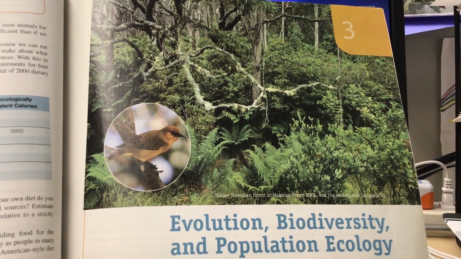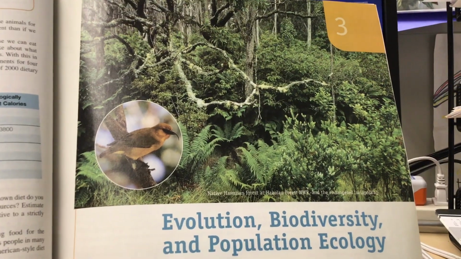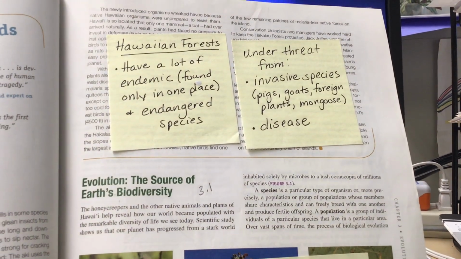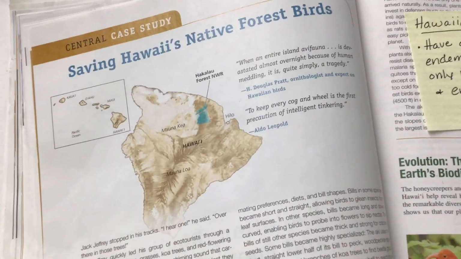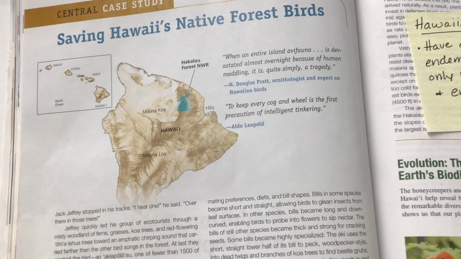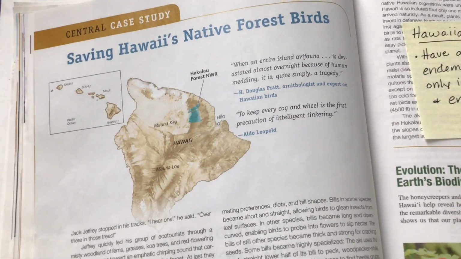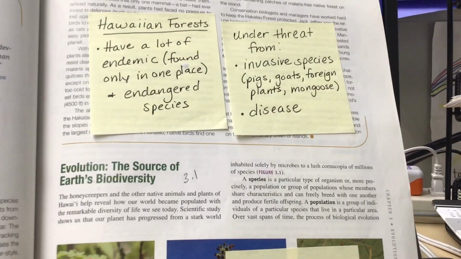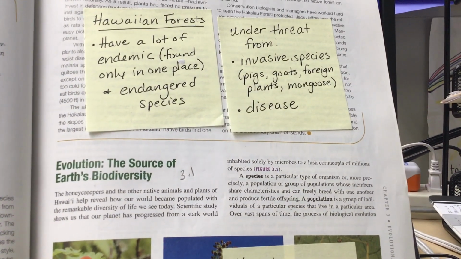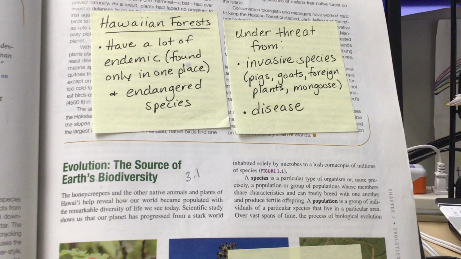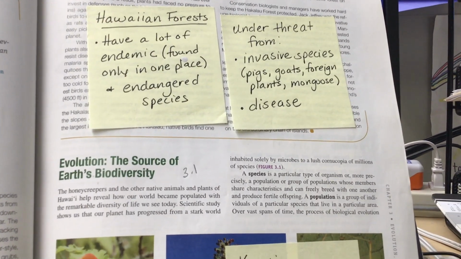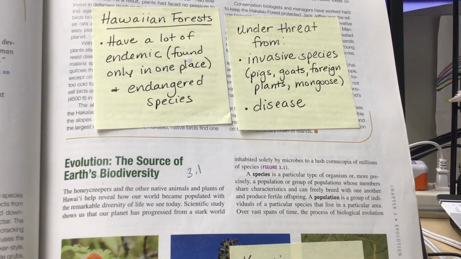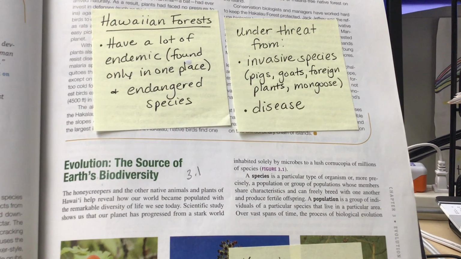I'm going to go through the sticky notes that you need to know for Chapter 3, Evolution, Biodiversity, and Population Ecology. So the case study over here is about Hawaii and its native forest birds. And because Hawaii is an island, it has unique pressures on the species that live there. What you need to know from this case study is that these islands have a lot of endemic species. The word endemic means found only in one place on the planet. And a lot of endangered species, because endemic species are also more likely to be endangered.